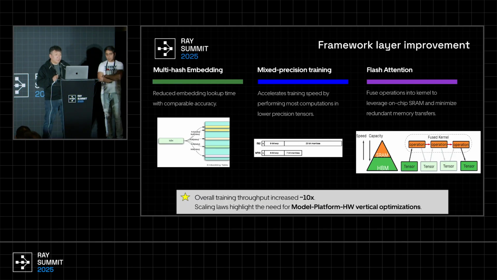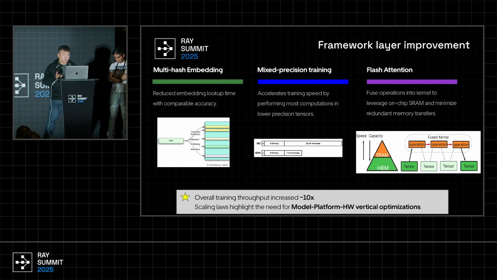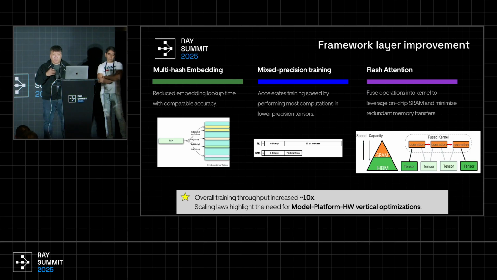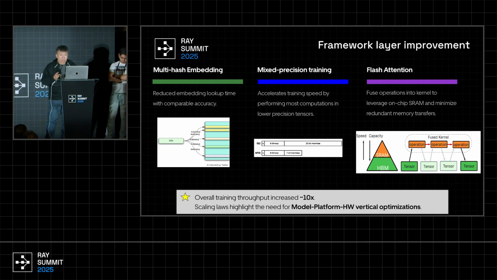On the framework layer, we mainly do three things as we scale the model size up. First, we need to deal with the embedding layers. We use multi-hash embedding, which reduces the embedding lookup time without compromising model accuracy. Second, we do mixed precision training, which puts most of the computations into lower precision tensors.